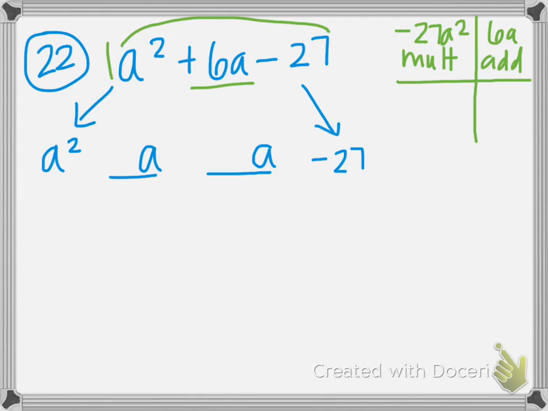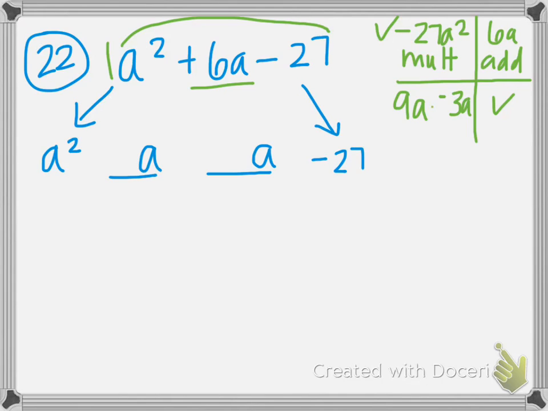So, to do this, the main thing that I consider is the numerical portions of these terms. So what two numbers multiply together to give us negative 27 and also add together to give us 6? If you think about it for a little while, you'll probably come up with a positive 9 and a negative 3. So positive 9a times negative 3a is negative 27a squared, which is what we were supposed to get when we multiply. And positive 9a plus negative 3a is 6a when we add those together.